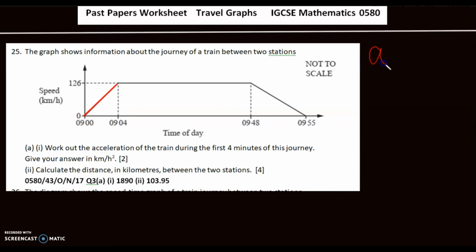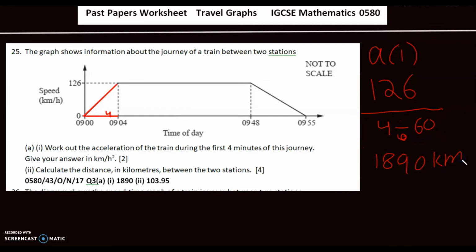So when I find the slope, which is rise over run, the rise is 126 kilometers per hour, then the run needs to be in hours as well. So this is 4 minutes. So instead of writing 4 in the denominator, I will write 4 divided by 60. So enter this in your calculator: 126 divided by 4 divided by 60, using the fraction key. I am getting 1890 kilometers per hour square as the final answer.